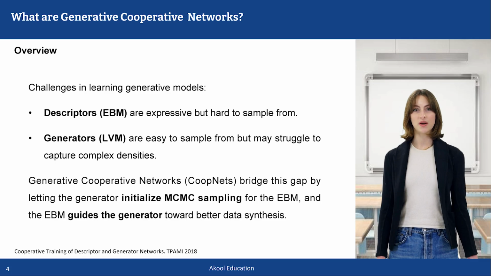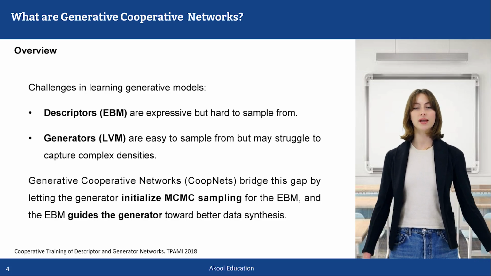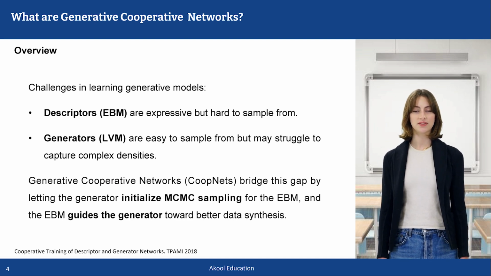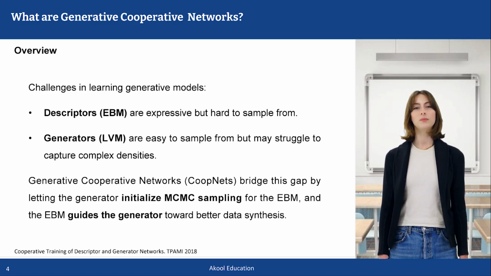Now, why do we need cooperative networks? Energy-based models are very expressive, but difficult to sample from. Latent variable models are easy to sample from, but may struggle to capture complex data distributions. Cooperative networks address these limitations. The generator adopts ancestral sampling to initialize the iterative MCMC sampling for the energy-based model, and the energy-based model, in turn, guides the generator to produce better synthesized examples. It's a symbiotic training process.